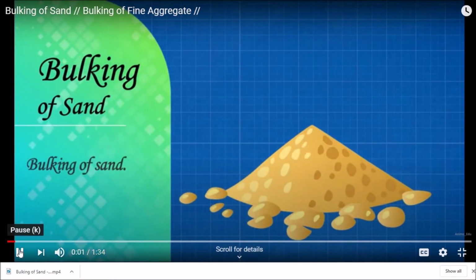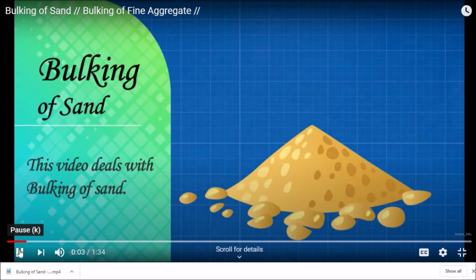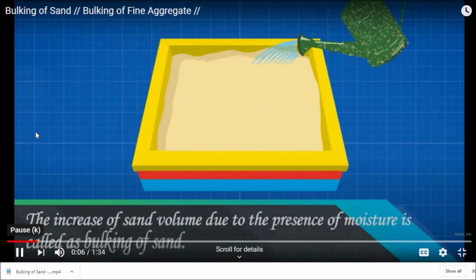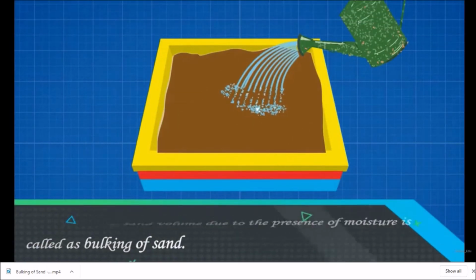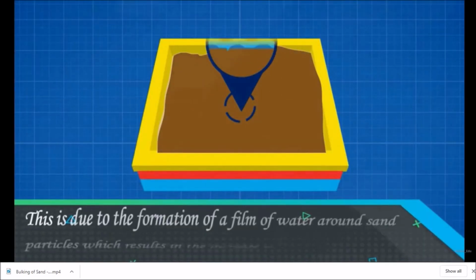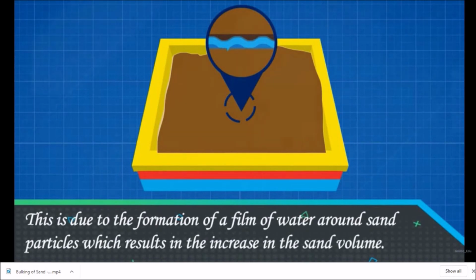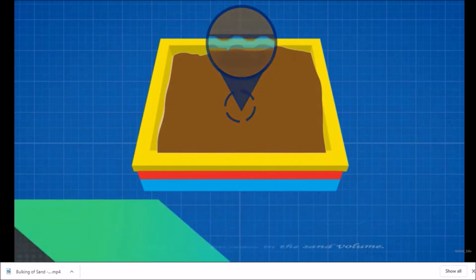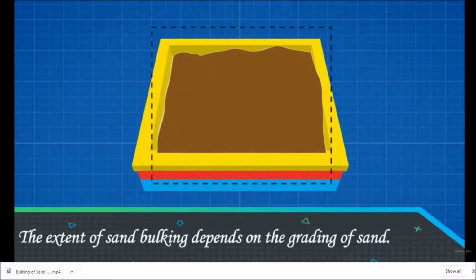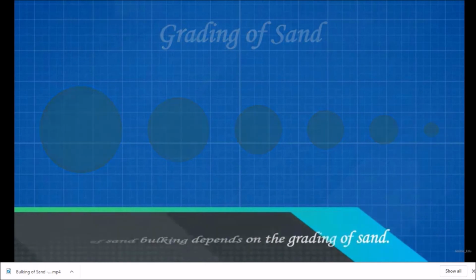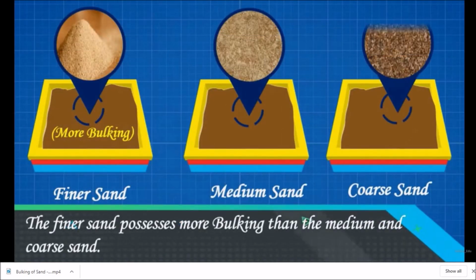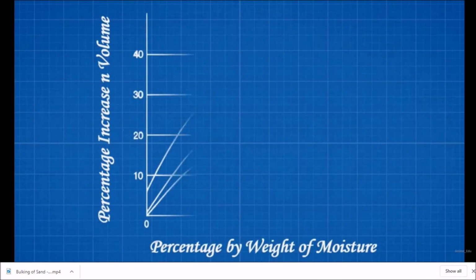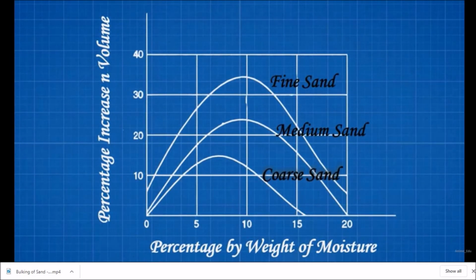Bulking of sand. This video deals with bulking of sand. The increase of sand volume due to the presence of moisture is called bulking of sand. This is due to the formation of a film of water around sand particles, which results in the increase in the sand volume. The extent of sand bulking depends on the grading of sand. The finer sand possesses more bulking than the medium and coarse sand. This is expressed in the graph shown on the screen.